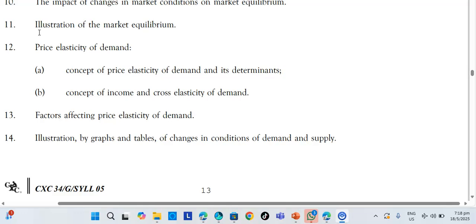All right. In summary, elastic demand means people are sensitive to price changes. Inelastic demand means people still buy even when the price changes. Elasticity is influenced by substitutes, necessity, income, time, and consumer behavior.